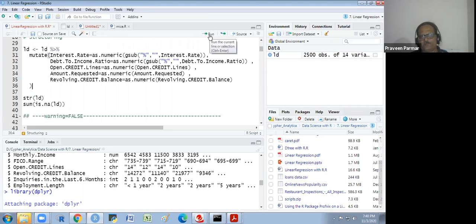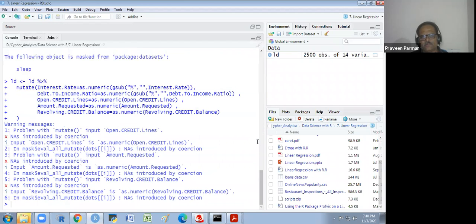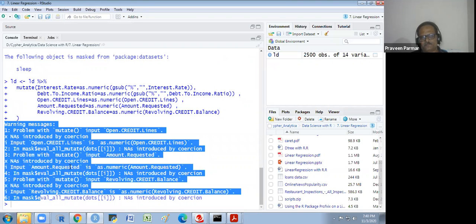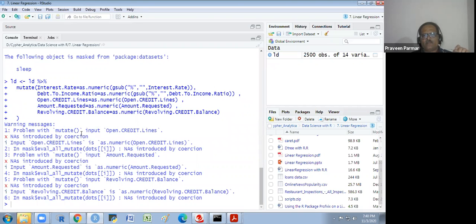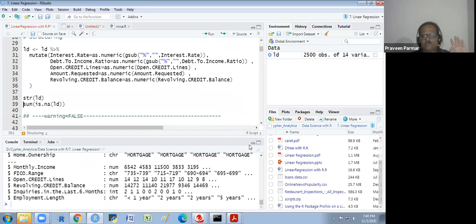So I run this, and then you see here I am getting a warning message. Problem with mutate input open credit lines, NA is introduced by coercion. There are some NA values. But don't be afraid of this warning message. It has worked. There is no error.